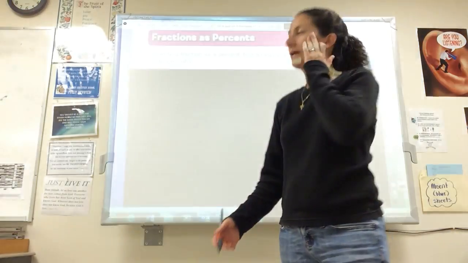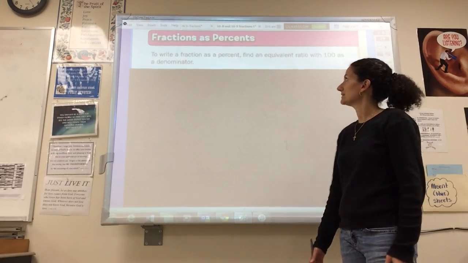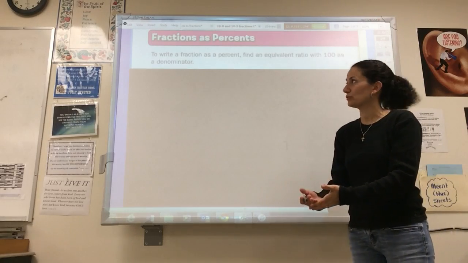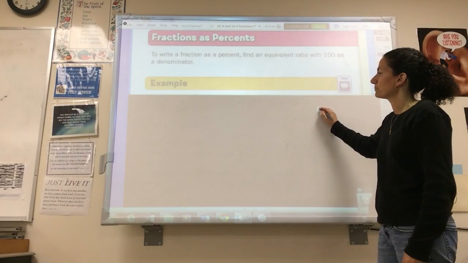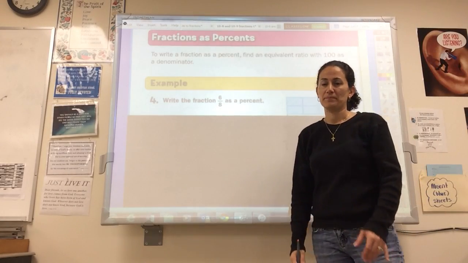So now we're going to talk about how to write fractions as percent. To write a fraction as a percent, you want to try to write an equivalent fraction with 100 in the denominator. Consider the fraction 6/8 as a percent.